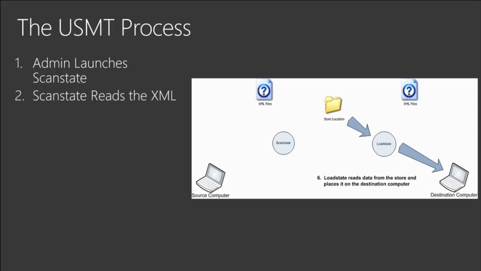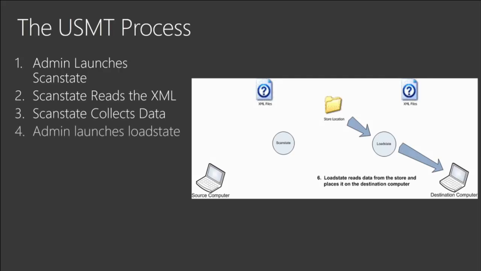Scanstate will call out the XML files that you've told it to, and read the information from those XML files to say, hey, this is what we want to back up on that machine. The data is collected and put in the store. And then once you've imaged your computer and installed the applications, you're going to come around and run loadstate and do the reverse, using basically the same XML files. So one backs up, one restores.